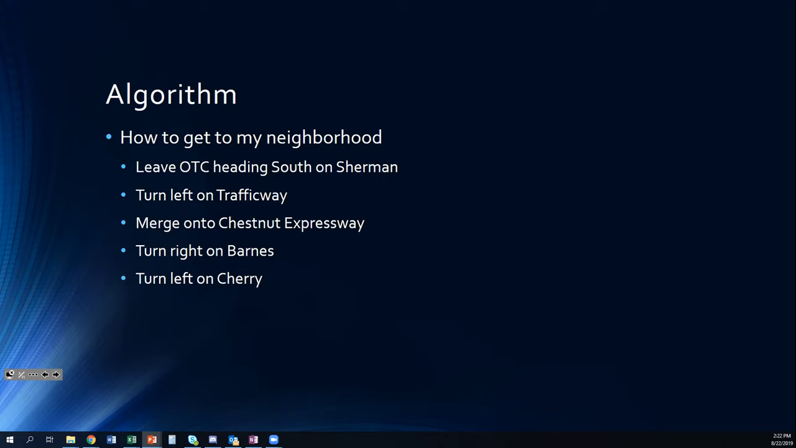Now, some people might have to look at Google Maps to decide how to get to their neighborhood. That's okay. Just remember, don't use the Google Maps instructions. It's your algorithm. I want you to really think about it. What would you say if you were trying to tell somebody how to get to your neighborhood? So we write it down really fast and explain it to the person beside you. And then we're going to see if they think they would be able to get to your neighborhood based on your instructions.